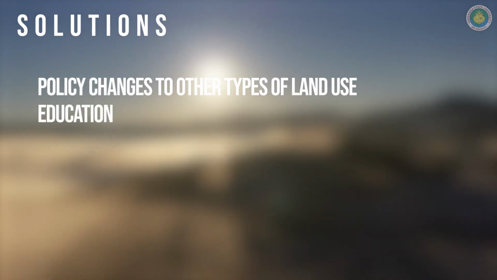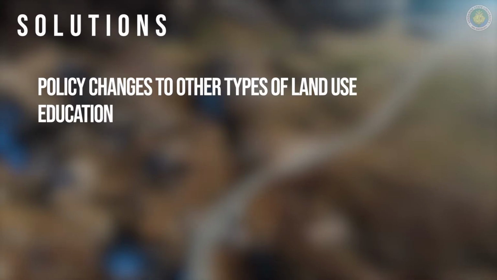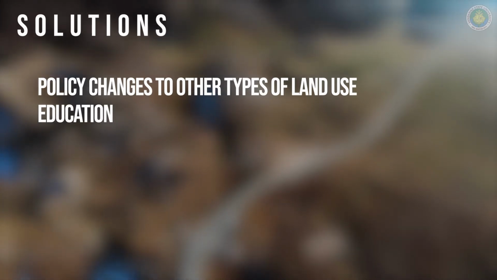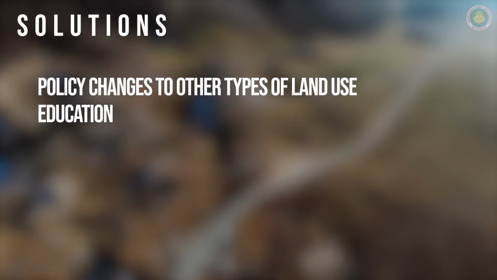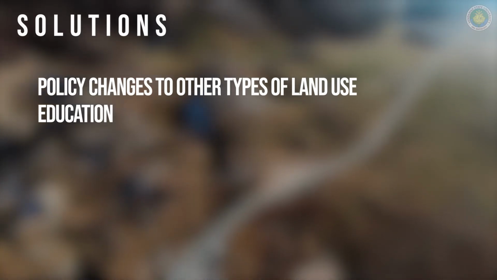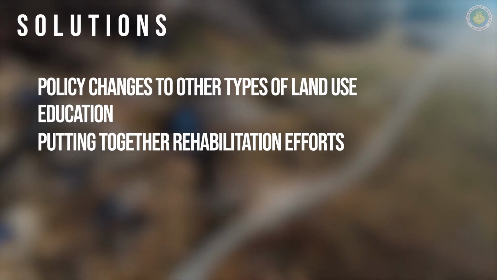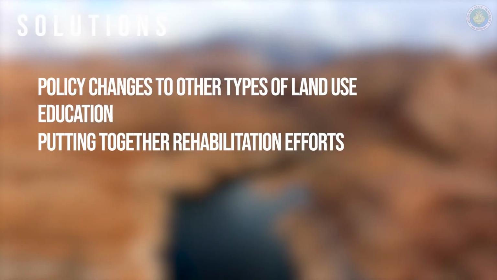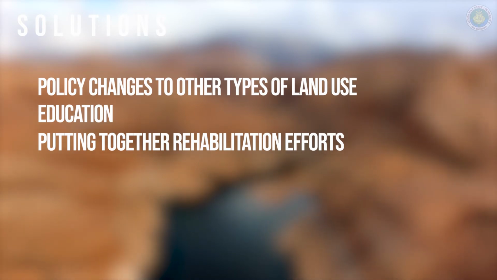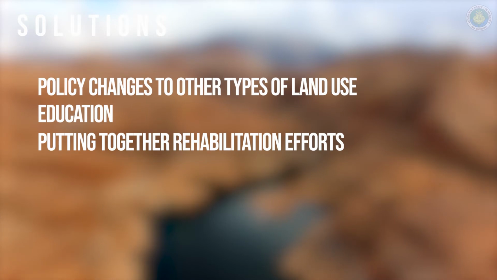Education. Education is a critical tool in developing regions for assisting people in learning the best methods to use the land they farm on. More land will be protected from desertification by teaching people sustainable farming practices. Putting together rehabilitation efforts. Some steps can be taken to restore land already driven into desertification. It just requires some time and money. We can prevent the problem from spreading further in the areas already impacted by combining these efforts.